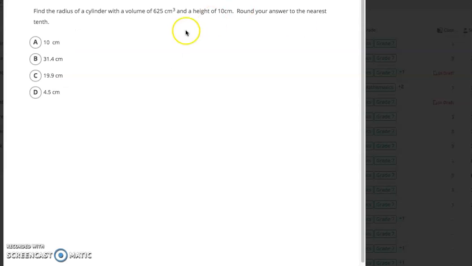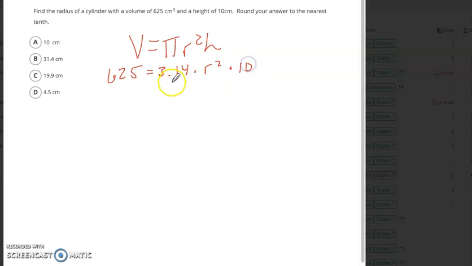Perfect. Next up, the radius of a cylinder with a volume of 625 and a height of 10. So here we go, we're given the volume. The volume of a cylinder equals pi r squared times the height. The volume is 625, times 3.14, times radius squared, times the height of 10. So let's multiply these two together, and we're going to get 31.4 r squared.